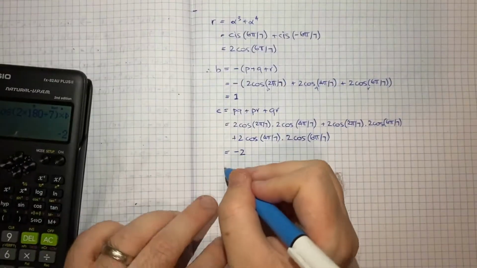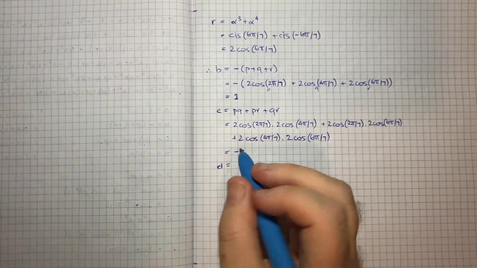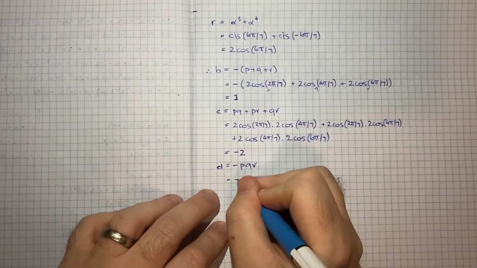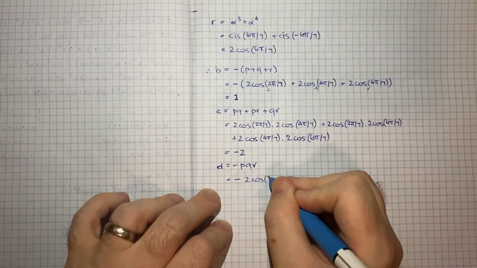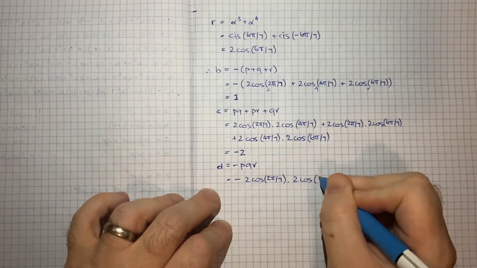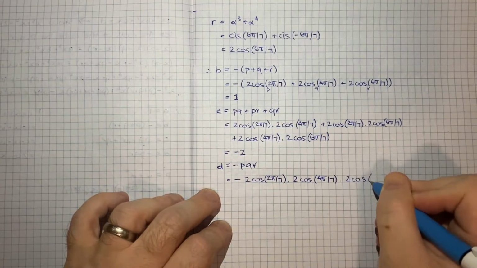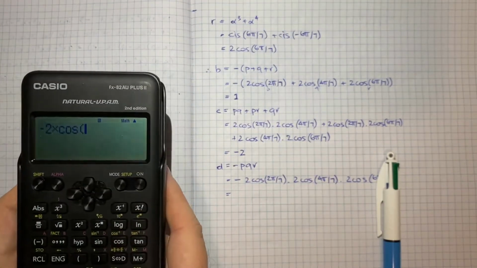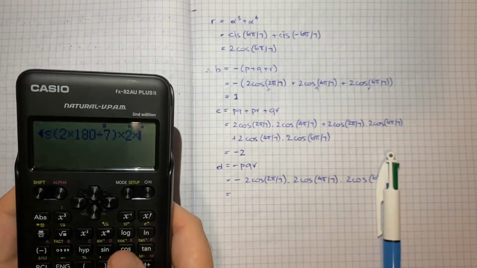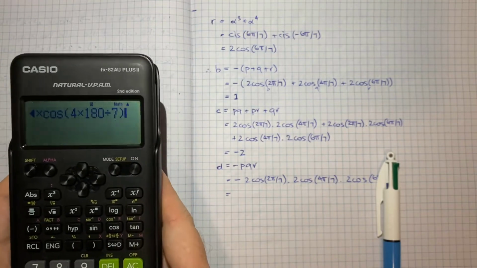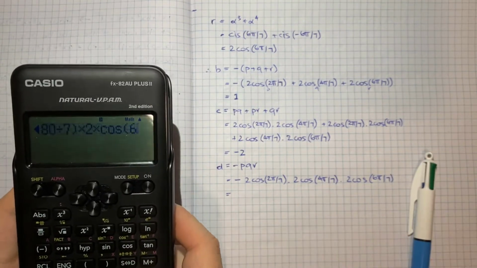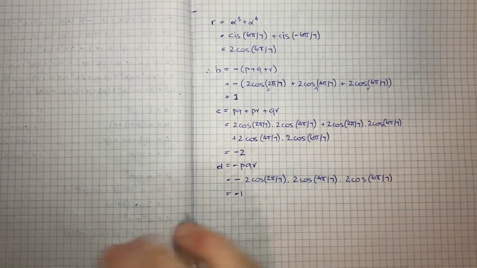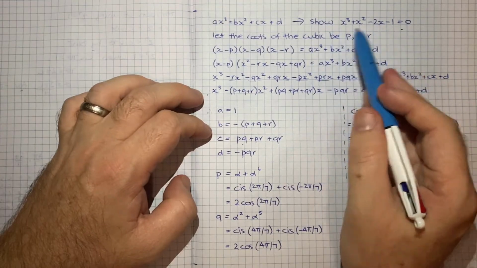So now we're up to our last coefficient, d. What did we have for d? Minus PQR, which equals minus 2 cos 2 pi on 7 times 2 cos 4 pi on 7 times 2 cos 6 pi on 7, and that is equal to minus 2 times cos 2 times 180 divided by 7 times 2 times cos 4 times 180 divided by 7 times 2 times cos 6 times 180 divided by 7, which gives minus 1. Alright, so if I now look to what we were asked to show, it's all looking good.